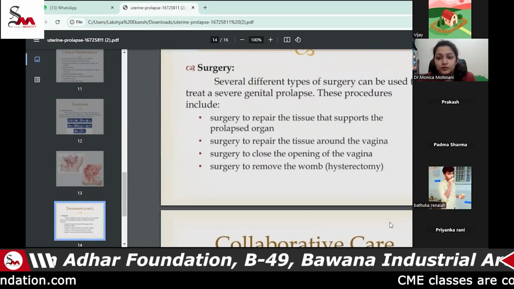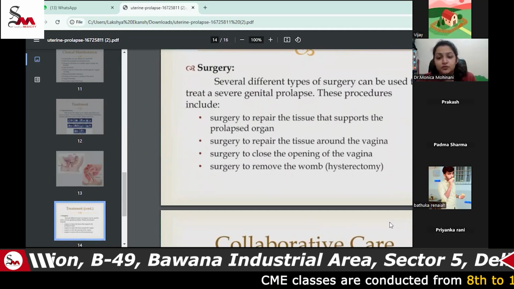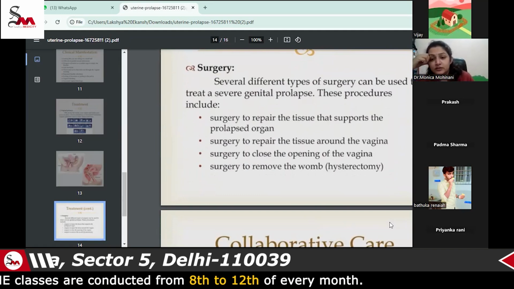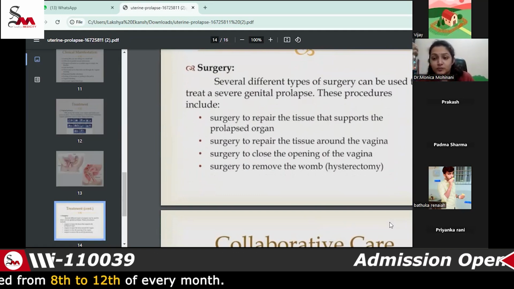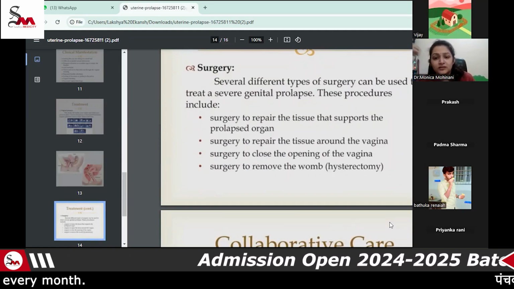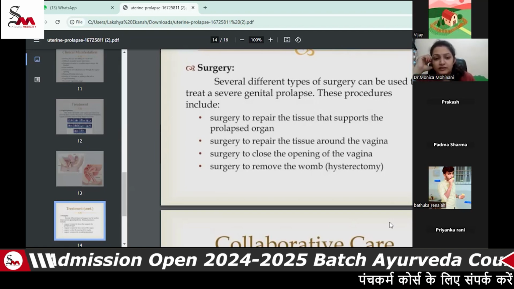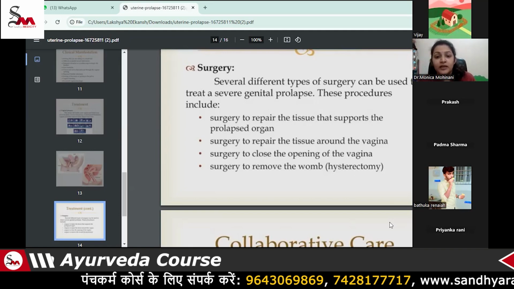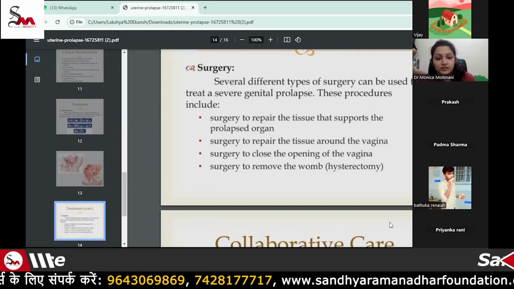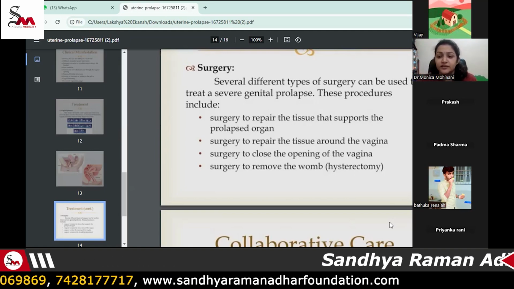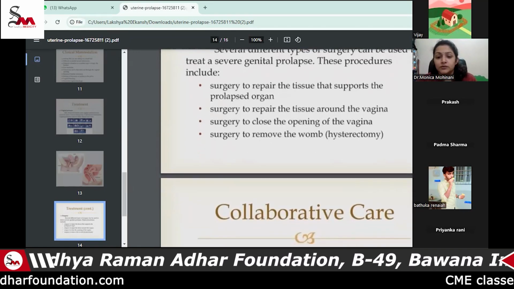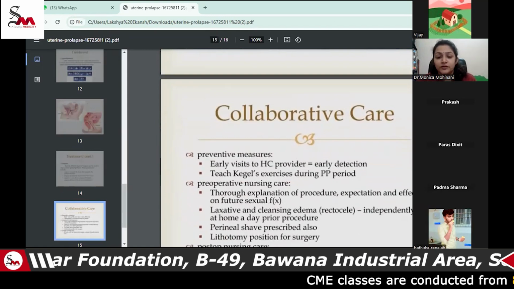In the case when there is no need for any deliveries or the female is postmenopausal, in some cases they just close the opening of the vagina to inhibit the descent, and surgery to remove the womb, that is hysterectomy in severe cases. So, collaborative, yes.